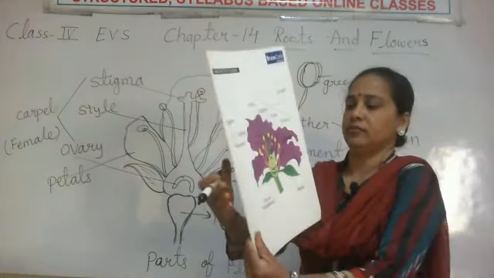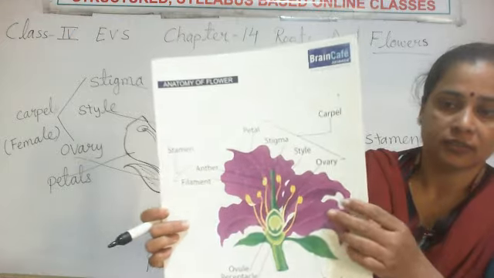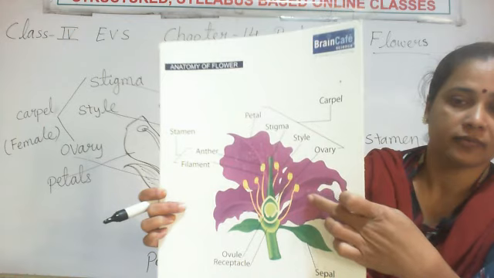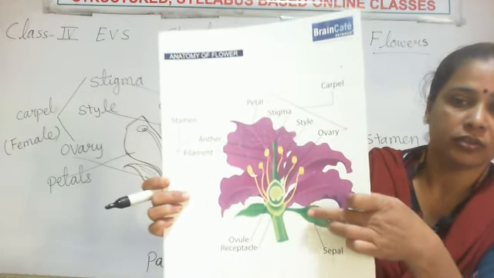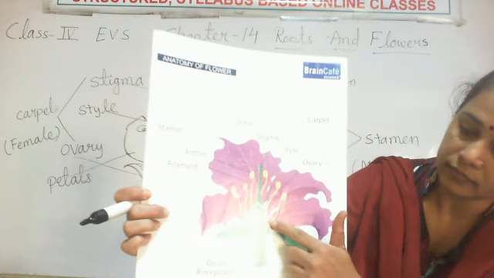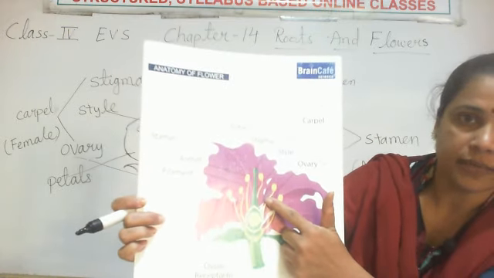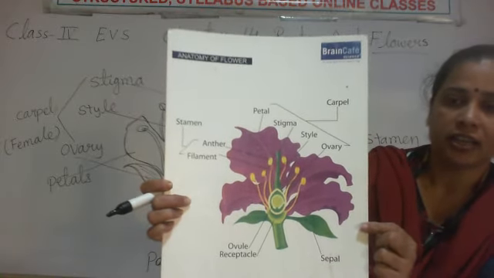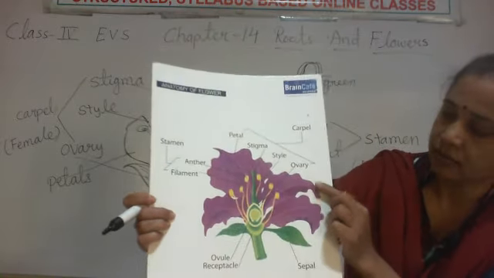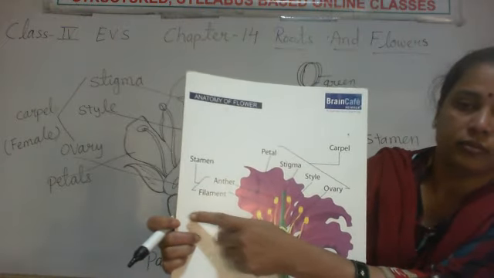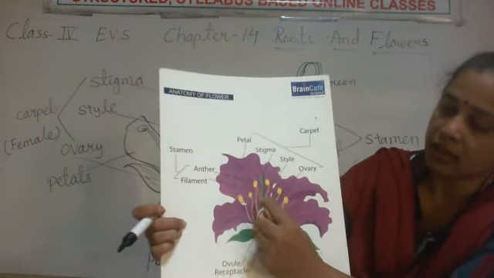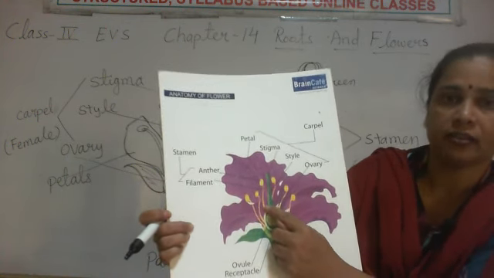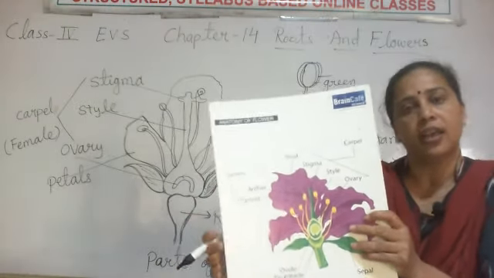Look here, this picture. This part. Okay? This is the yellow part. This is filament and this is anther. Clear? And these parts come together and make a stamen. Both parts. Anther and this tube-like structure, yellow tube. This is filament. And it makes anther.